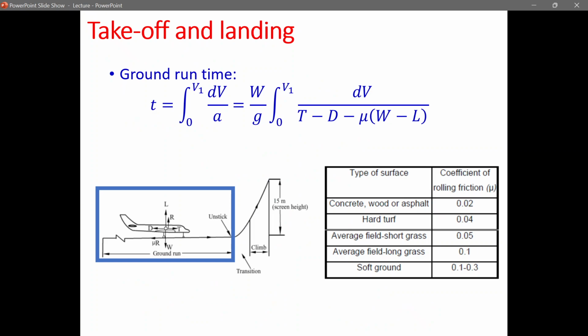We also have the ground run time, which can be calculated using this formula. Keep in mind that this formula only gives you the ground run, not the takeoff distance. We still need to find the transition distance and also the climb distance.